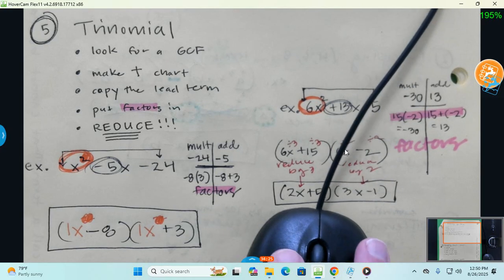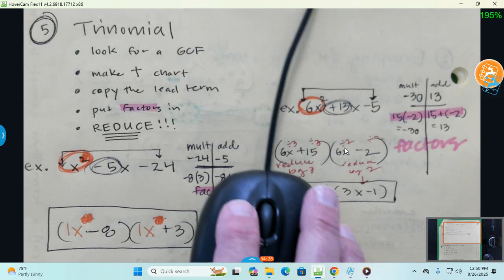Okay, let's see. Give me just a second. Where's my mouse?